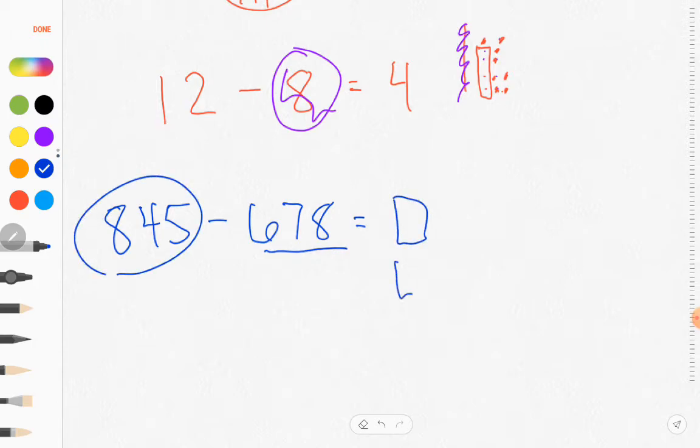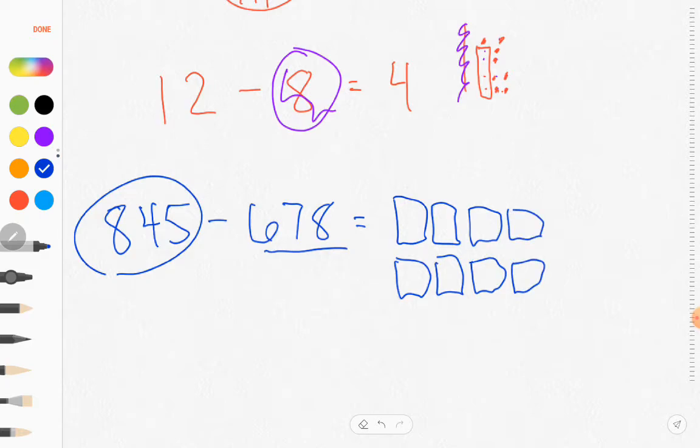I'm going to have 8 100s. I'm going to have 4 10s. And I'm going to have 5 1s. No more drawing because we are taking away. Alright, so let's go ahead and start. I have to take away 8 1s.